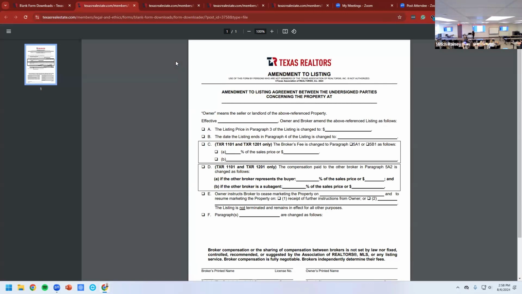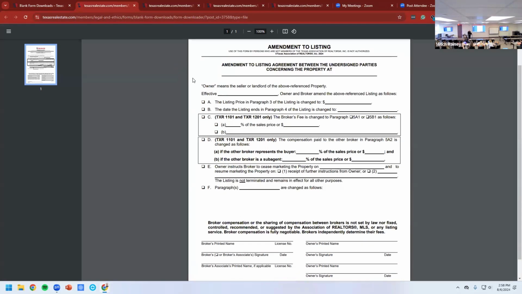If you have a listing agreement right now, instead of having to totally redo it, you can use this form, TXR 14004, Amendment to Listing. Pretty much everything stayed the same except C and D. Broker's fee is changed to 5A, 5B, whatever it is. Other brokers represents the buyer, whatever it's going to be.